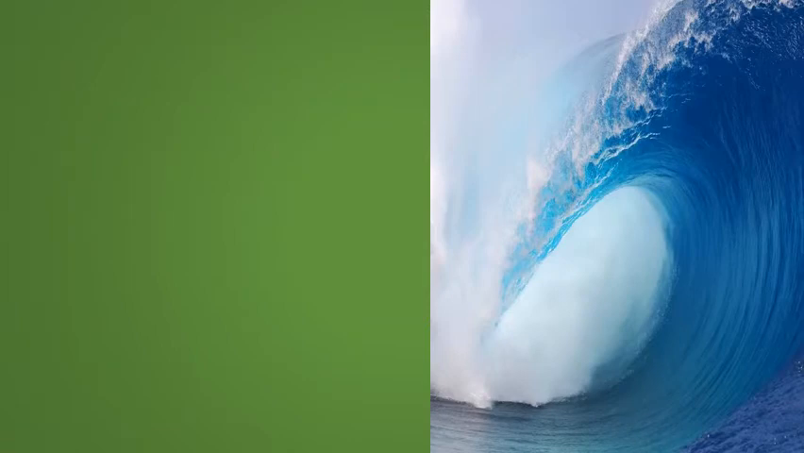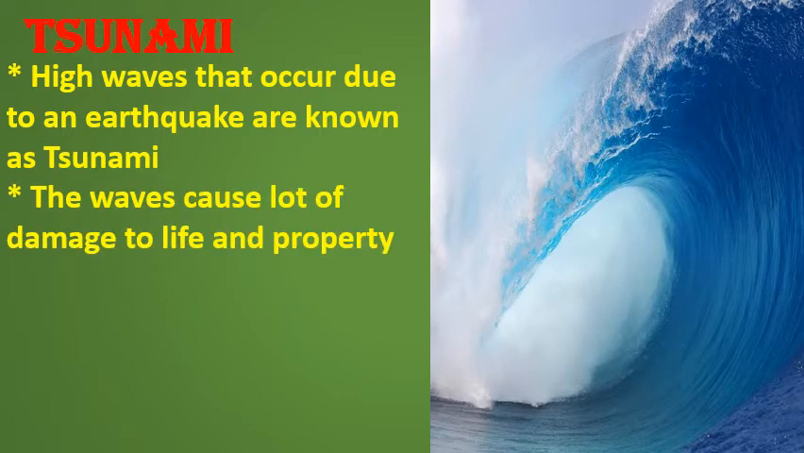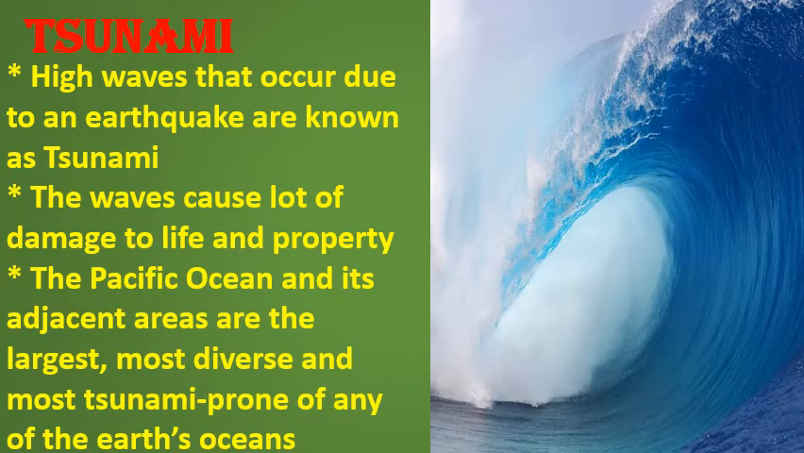Now, we'll talk about the next natural calamity, that is tsunami. Tsunamis are high waves that are caused by sudden movement on the bed of the ocean due to an earthquake. The waves travel in all directions, which causes a lot of damage to property and life. The Pacific Ocean and its adjacent areas are the largest, most diverse, and most tsunami-prone of any of the Earth's oceans.